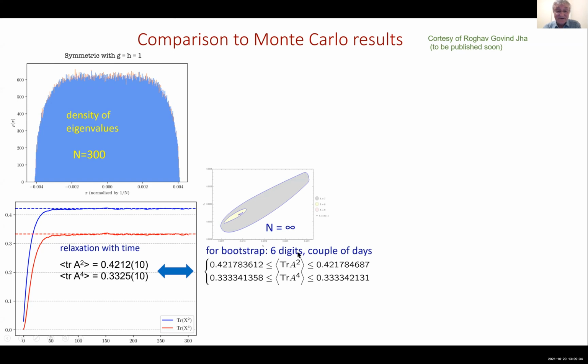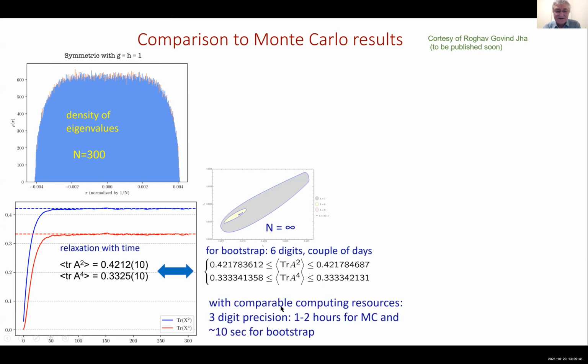If we used smaller cutoffs than lambda equals 11, which I guess we used here, then to get 3-digit precision we needed only about 10 seconds for the bootstrap method, whereas for Monte Carlo it takes a few hours on a single laptop. So we see already that the bootstrap can, in certain circumstances, have much better performance than Monte Carlo.